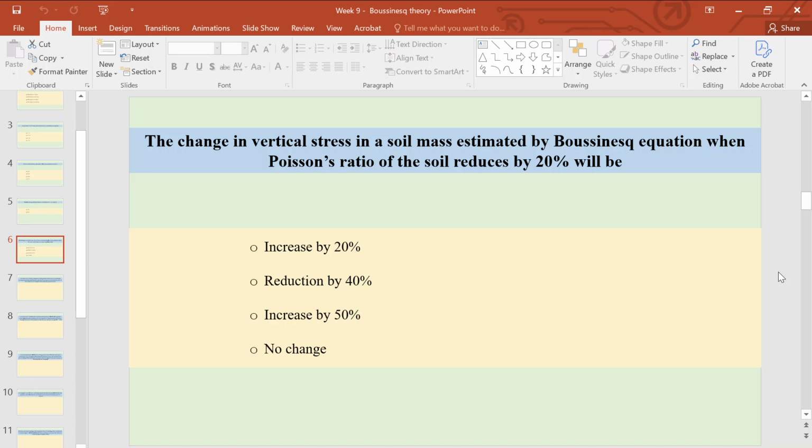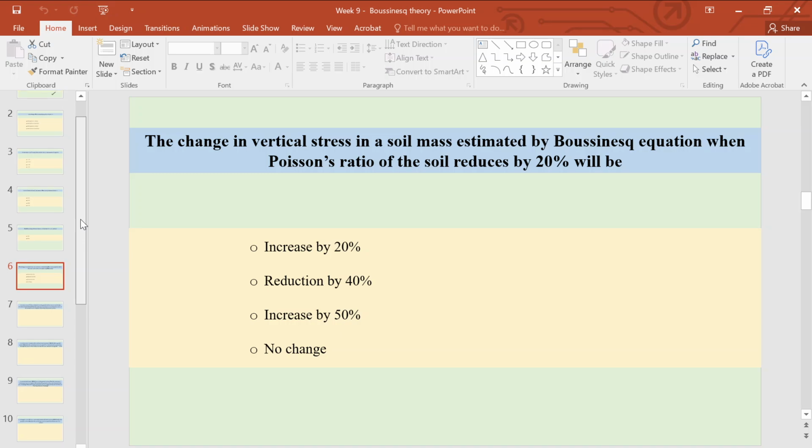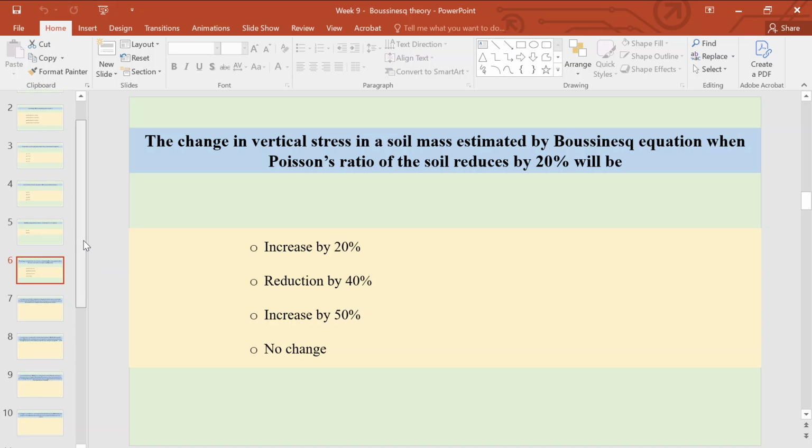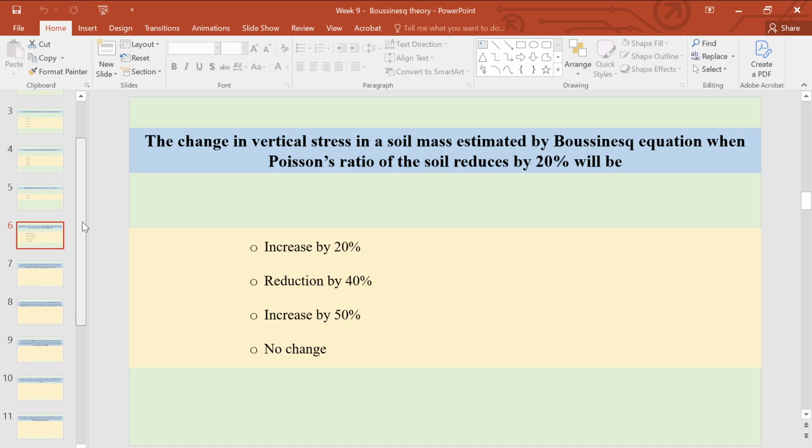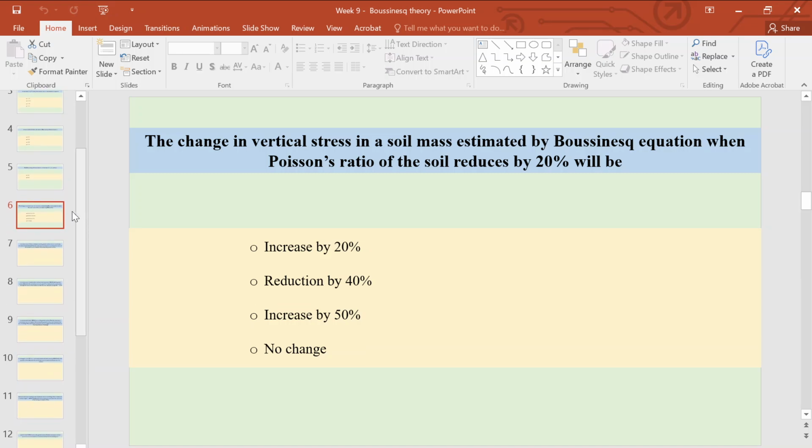Okay, so these were the 5 short questions combining MCQ and true false statements. Now there are 10 numericals. Please write down the data very carefully, and I hope you can use the formulas for the Boussinesq theory. You can apply them to solve the problems. Next question.